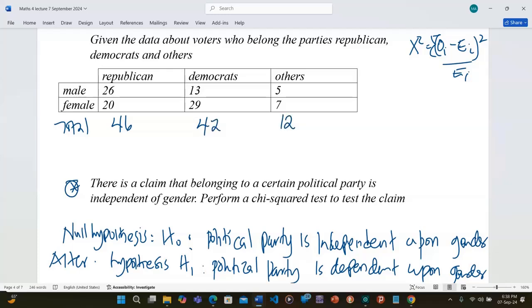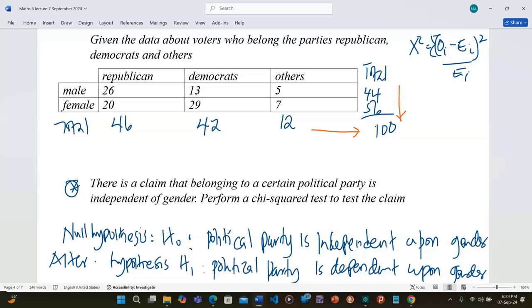Then what about the totals here? 26 plus 13, that is 39, plus this 5, we would have 44. 20 plus 29, that's 49, plus 7, that is 56. And then the total should give you 100. Does this give you also 100? Yes. 46 plus 42, that is 88, plus 12, you get 100. So this gives you 100, and also this gives you 100.